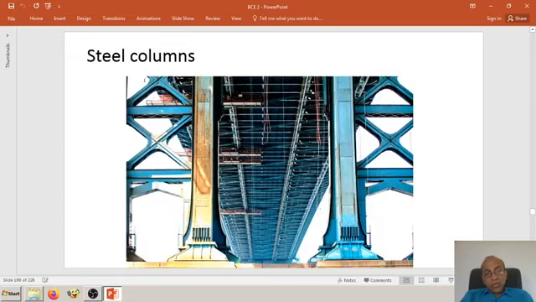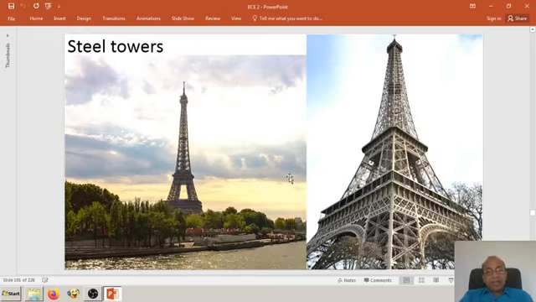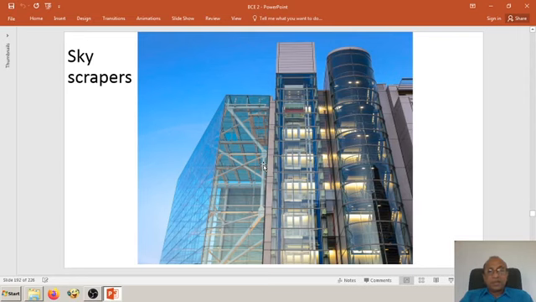Now steel is also used for making steel columns. Here we can see steel columns being made with angle sections and plate sections, riveted together. Then steel is also used for high rise towers, and here we can see a beautiful picture of the Eiffel Tower. Steel is also nowadays very commonly used for very high rise skyscrapers, and these are enclosed in architectural glass.